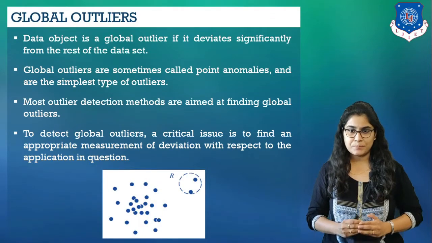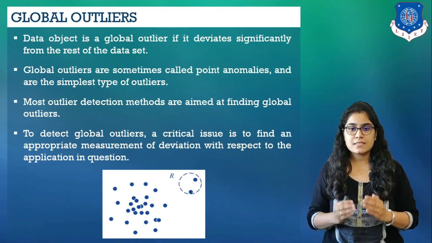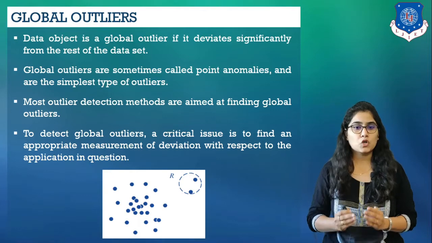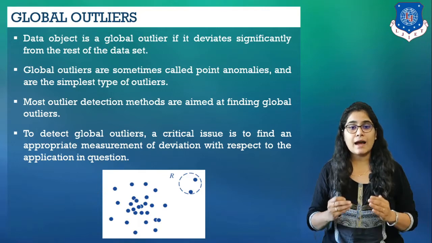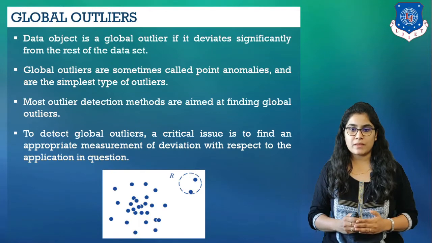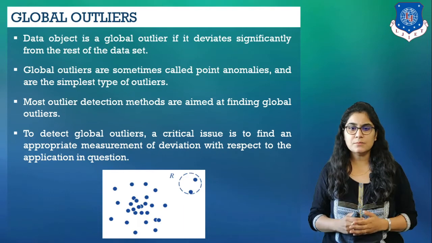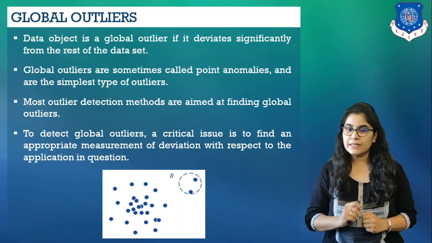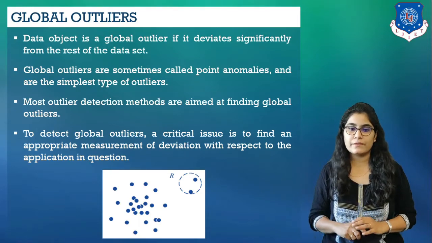In a given data set, a data object is a global outlier if it deviates significantly from the rest of the data set. Global outliers are sometimes called point anomalies and are the simplest type of outliers. Most outlier detection methods are aimed at finding global outliers. Consider the points in the given figure. The points in region R significantly deviate from the rest of the dataset and hence are examples of global outliers.